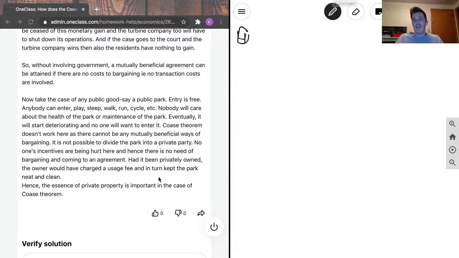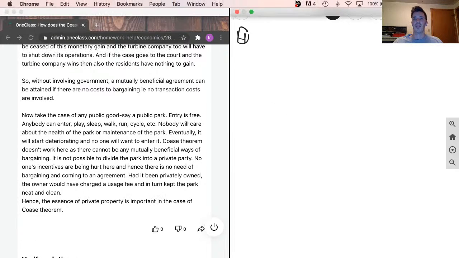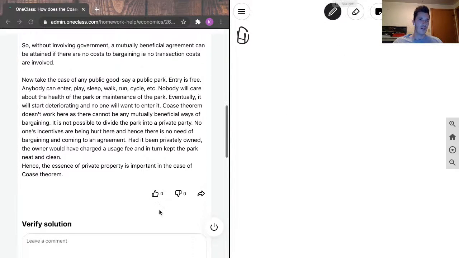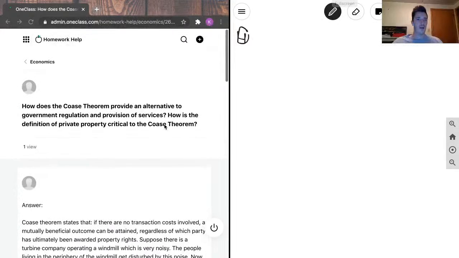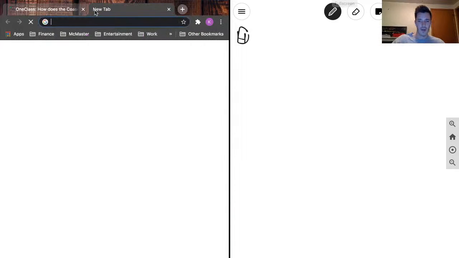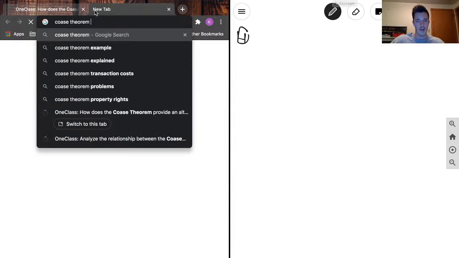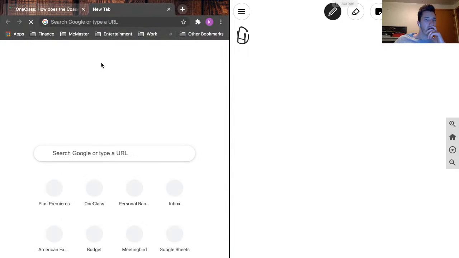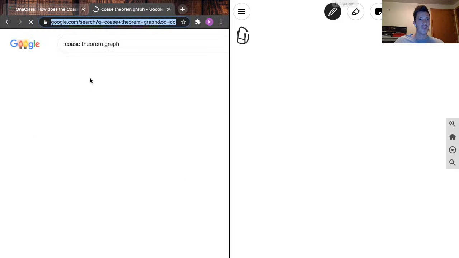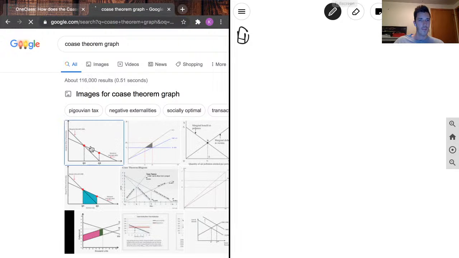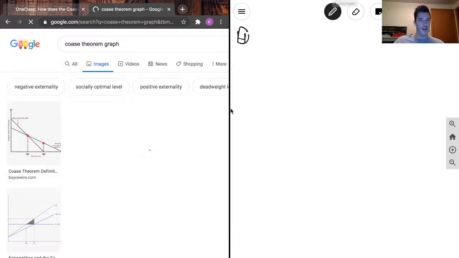I think this example here is assuming that the government doesn't own the park and it's not maintained, which is fine. There's a chart for the Coase theorem, I think, but I can't remember it off the top of my head, but I should probably draw that for you guys if we're talking about it. I can hopefully explain what it is I'm drawing.